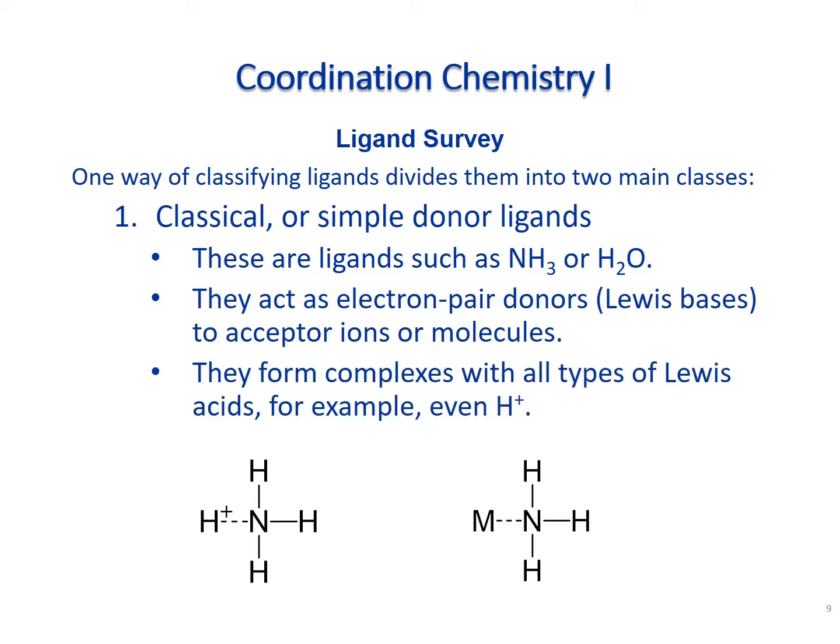And they do form complexes with a bunch of types of Lewis acids, even H+, for example, which we're familiar with things like NH3 or H2O, but also with metal centers that are Lewis acids. So these are classical or simple donor ligands because they really do form bonds with the vast majority of Lewis acids, not just metals specifically.